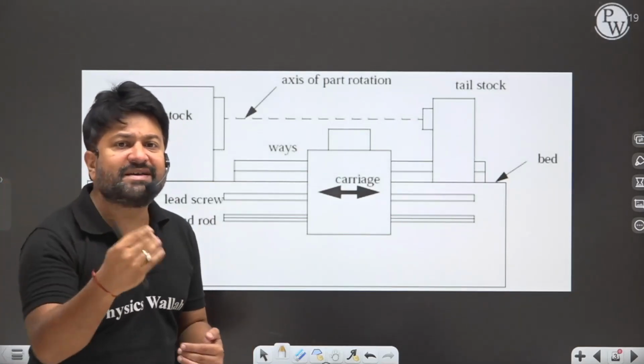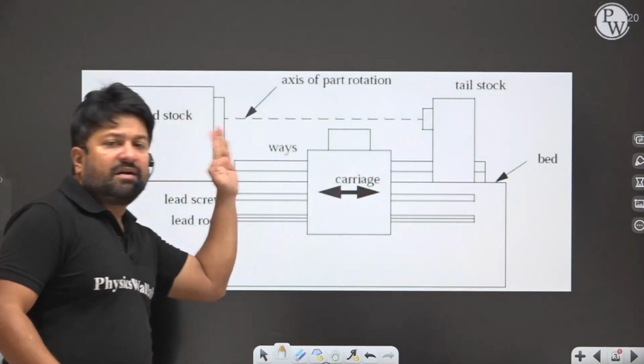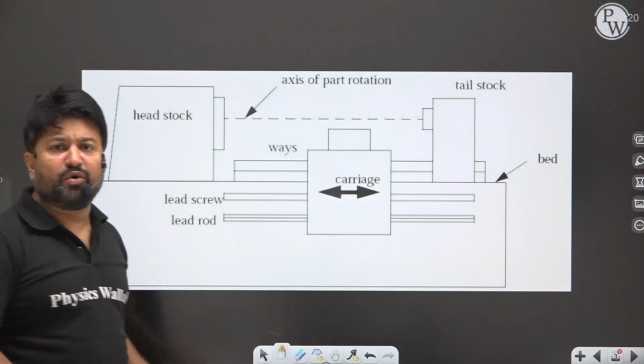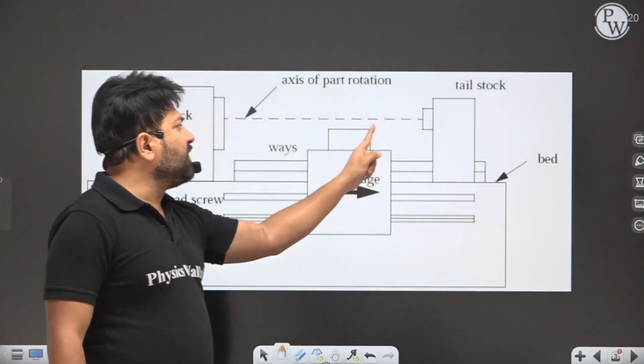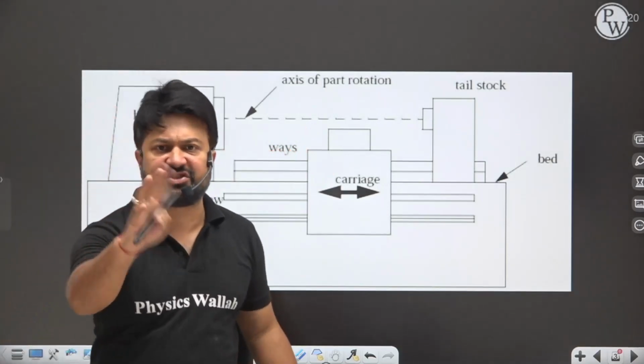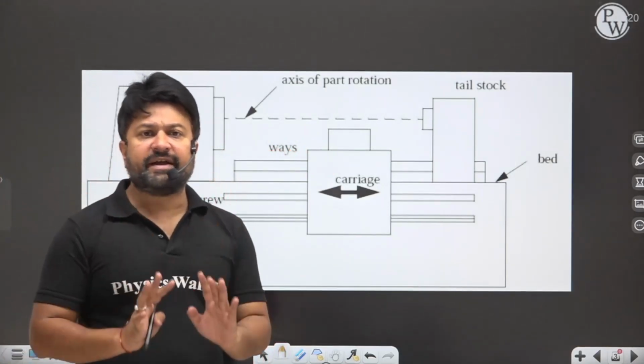So the tool is typically moved parallel to the axis of rotation. This tool is moving parallel to the axis of rotation during the cutting process. Am I clear?